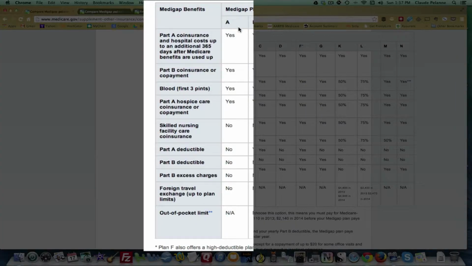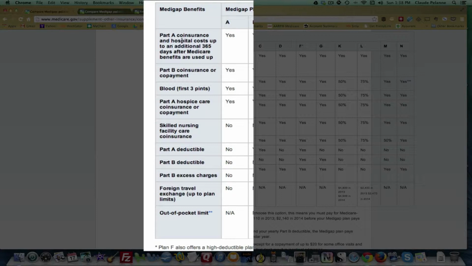Plan A, for example, will cover the co-insurance and hospital costs up to an additional 365 days after your Medicare benefits are used up. So you remember, Medicare is only 80% of the cost of health care. The other 20%, whether it be hospital or doctors, is your responsibility. So you're on the hook for 20%. Remember that. Medicare does not cover 100%.